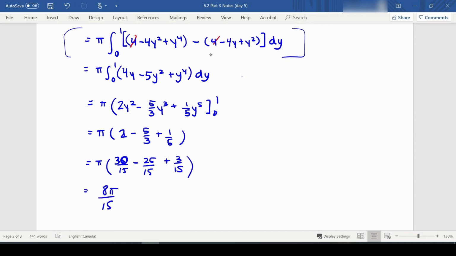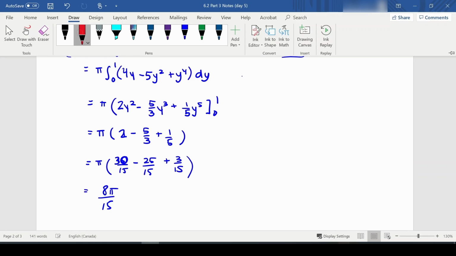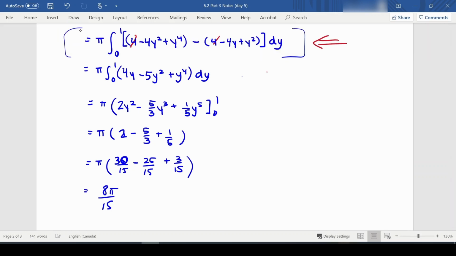over 15. So go back up to this line here, change this to a 4, not a 2, which is going to change this to a 4, not a 2, which changes this to a 2, this to a 2, this makes it 30, and then we get our final answer.